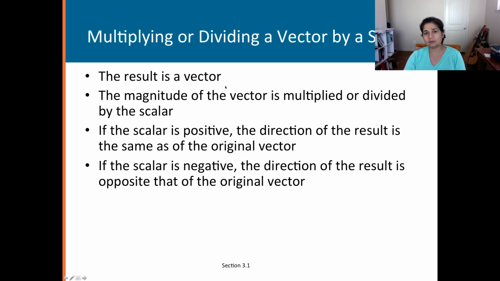So the resultant of multiplying or dividing by a scalar, which is just a number, is another vector whose magnitude changes, direction does not change, unless the scalar happens to be a negative. So if the scalar is a negative value, then the direction can change by 180 degrees, okay? So a vector A multiplied by -1 is going to be the negative vector A.